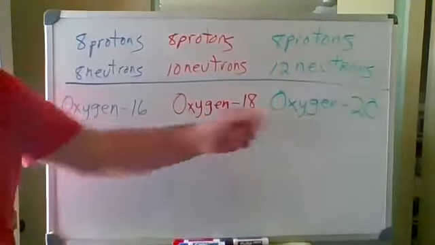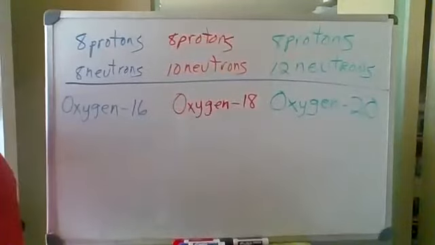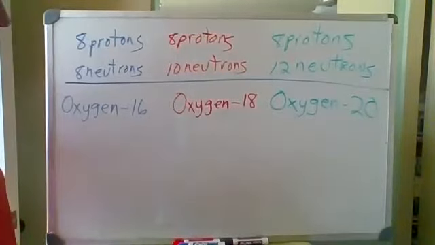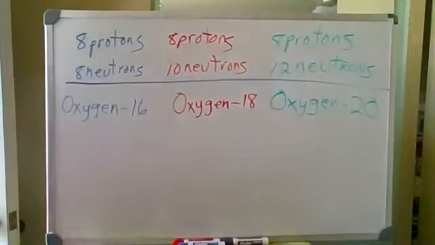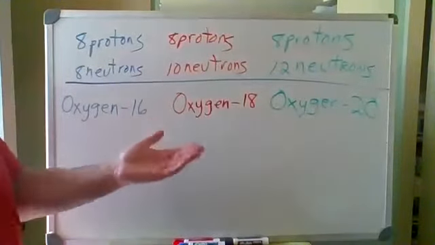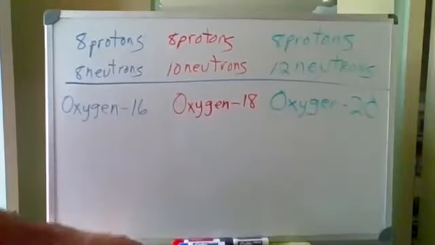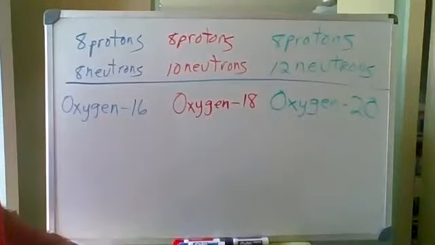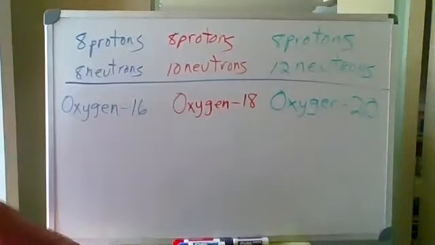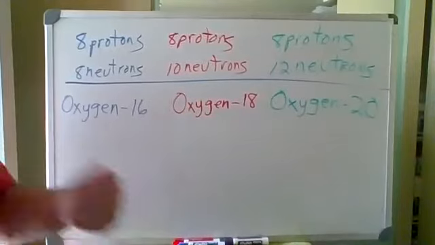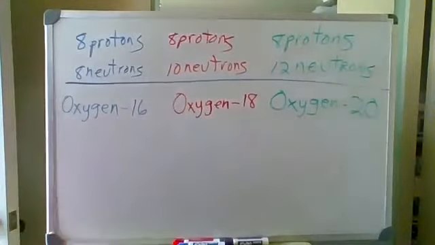So they're all oxygen atoms, but they have different masses. There's another way to write these. These are called isotope symbols, or perhaps more properly, nuclide symbols. A physicist would call these nuclide symbols, because they deal with the nucleus. Protons and neutrons are in the nucleus. These are symbols to represent the nucleus.